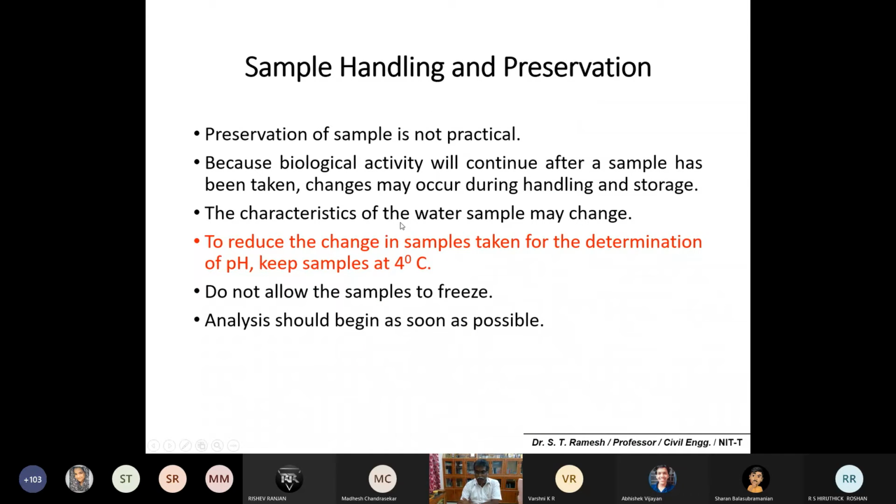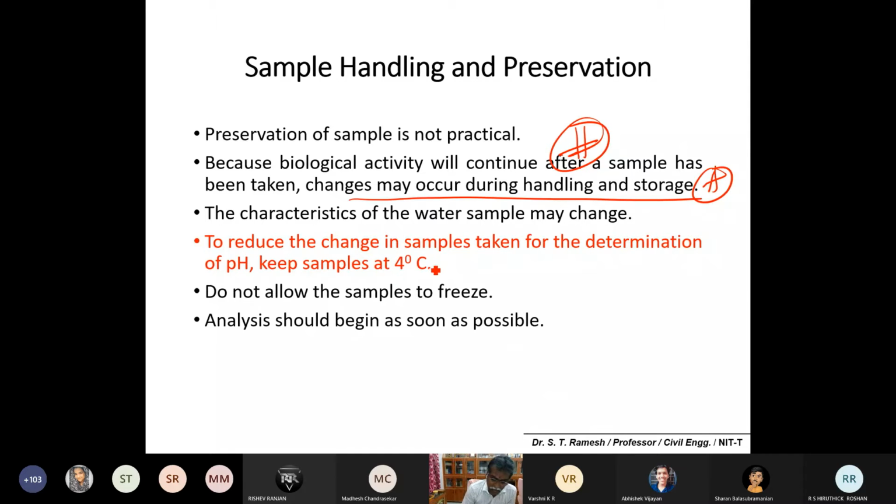Now we'll move to the sampling protocol and also preservation. Preservation of the sample is not practical, so you need not preserve the sample for a pH test. Immediately after sampling, you can go for a pH measurement. Please remember why preservation is not practical. Imagine you are taking a sample in a contaminated area, there could be biological or microbial activity, and there could be changes in quality. Please make a note: biological activity will continue after sampling. Changes may occur during handling and also storage. That is also one fact.